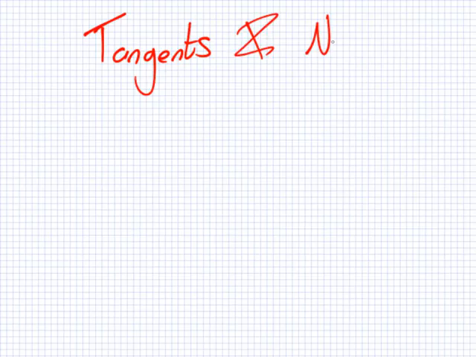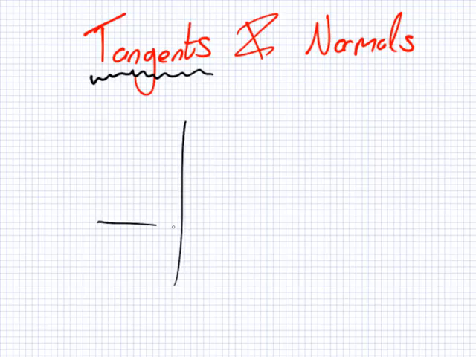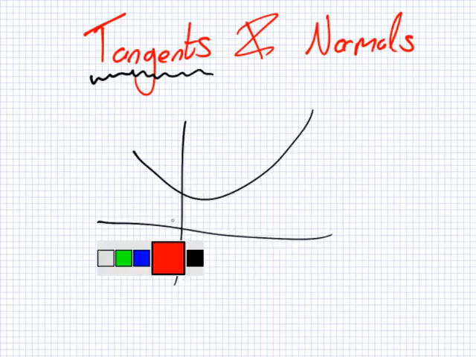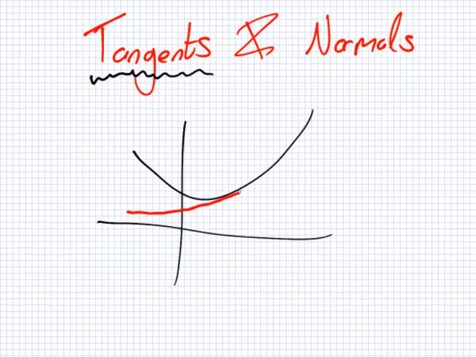Tangents and normals. So the good news is this lesson, unlike the last lesson, not so difficult. And some of the vocabulary you already know. You remember this word, of course? Tangent. So here is my curve, and then here is my tangent. Here is my tangent. Tangent.